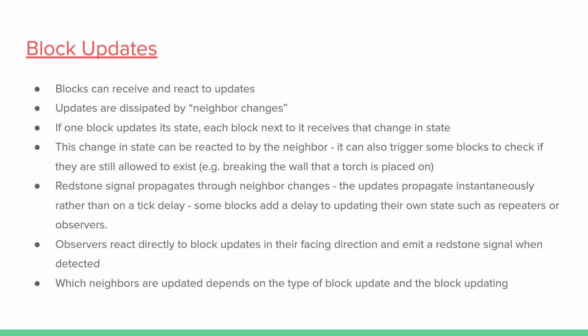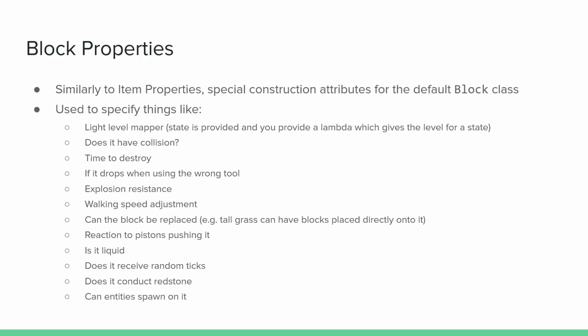So yeah, which neighbor actually updates depends on the type of block and the type of update that's occurring. And now getting into the actual block functionality. The block properties class is very similar to the item properties class. It's the attributes passed to a block when it's constructed to make some base behavior.